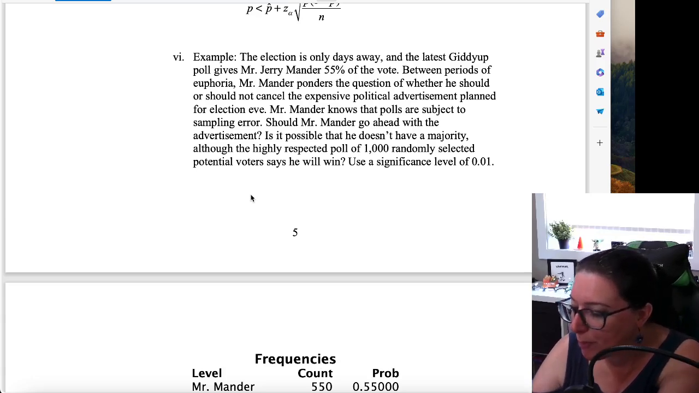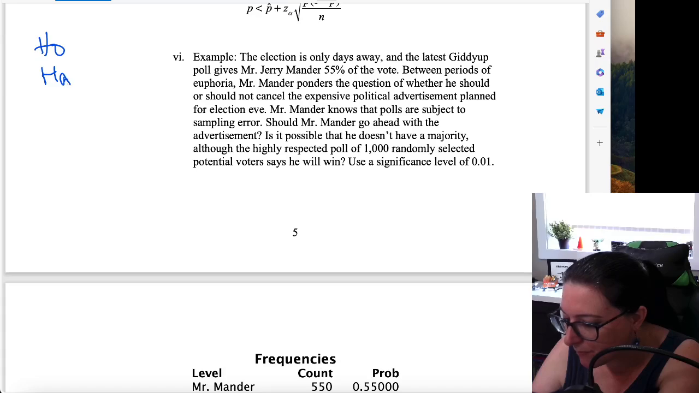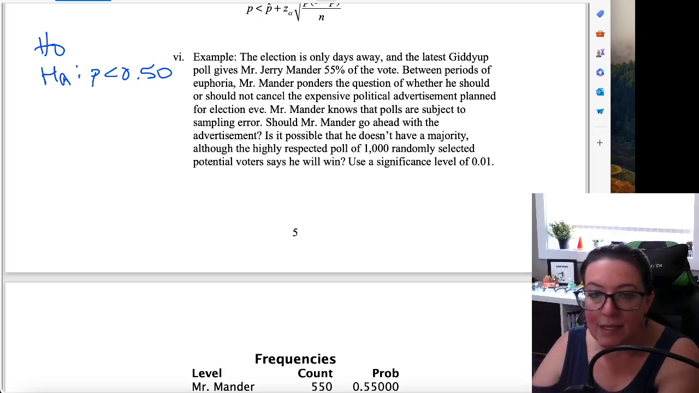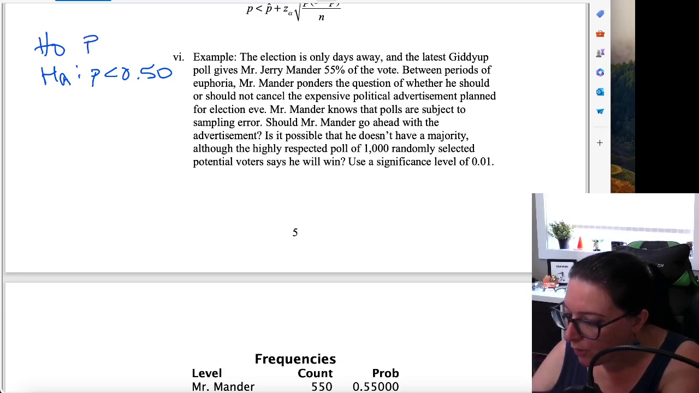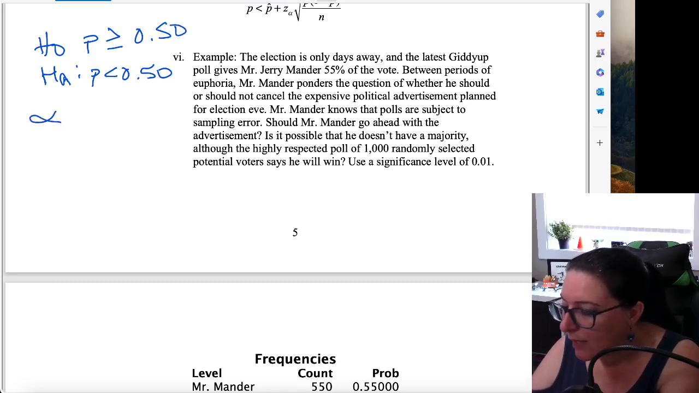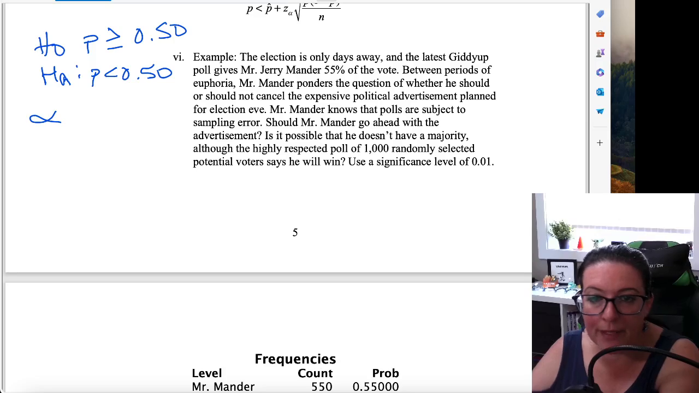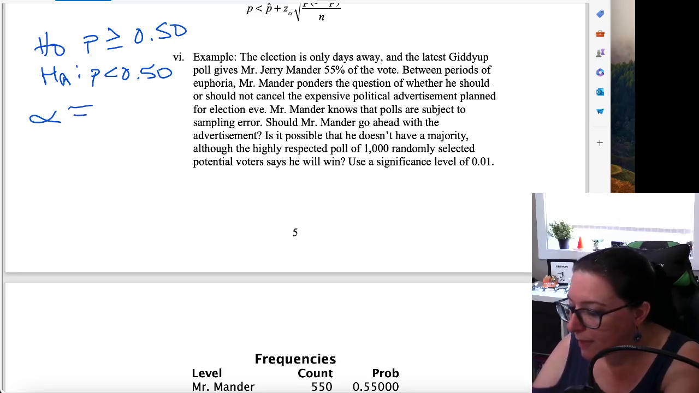So let's walk through the process. First step, null and alternative hypothesis. The alternative is what the researcher cares about. So here we want to know whether the population proportion is less than 50%. Is it possible he does not have the majority? Which means the null hypothesis is greater than or equal to 50%. Next, the level of significance: how much error are we willing to allow? Here we're specifying that we want to be 99% confident. We want an alpha of 0.01.